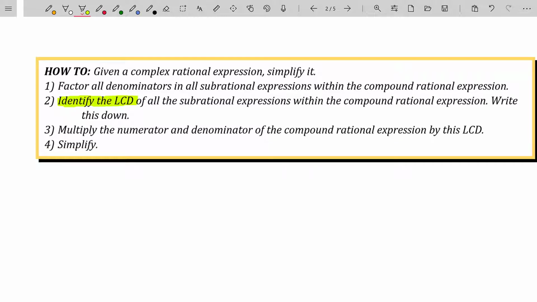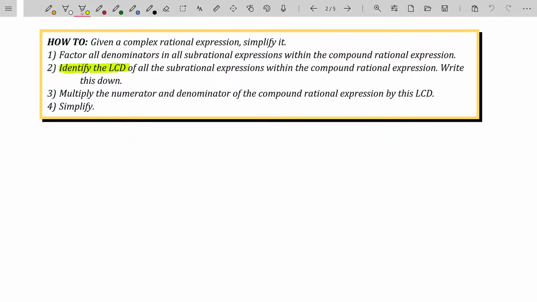That's it. That's really all you have to do. Some people have been taught other ways to do this, but I'm telling you, this way to do it that I'm showing you here is hands down the best way to do it because it covers all cases. If you've been taught something else, it only covers a certain type of compound rational expression. This, on the other hand, covers all types of compound rational expressions.